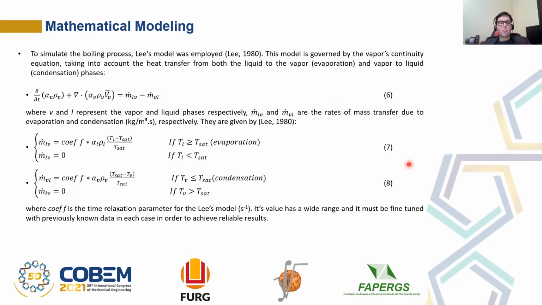To simulate the boiling process, we employed the Lee model. The Lee model is governed by the vapor's continuity equation, and it takes into account the heat transfer from both the evaporation and the condensation. It has these two terms that are the rates of mass transfer due to evaporation and condensation. Depending on the temperature of the liquid or the vapor, we can have evaporation or condensation happening in the Lee model.